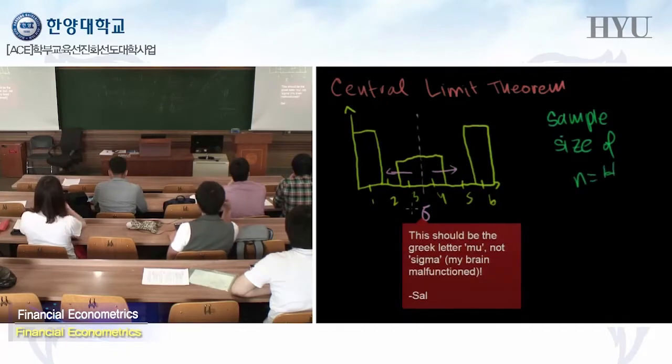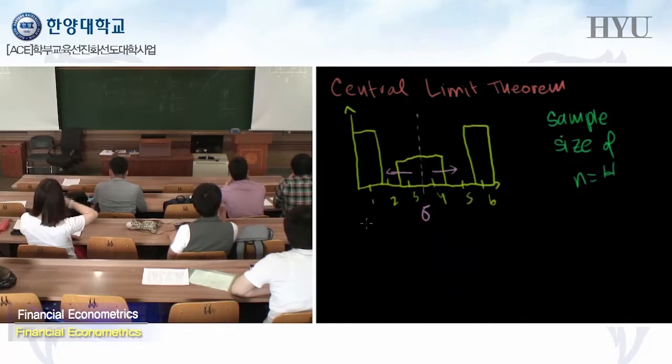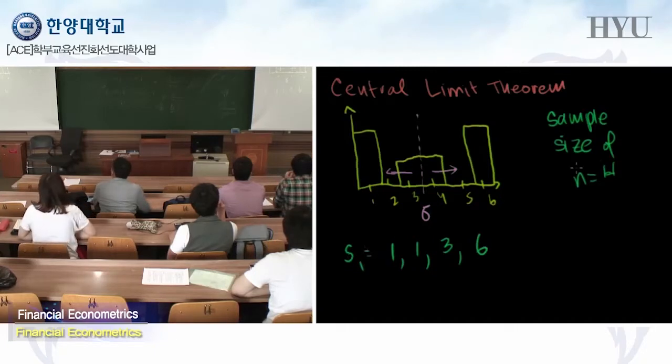And what that means is I'm going to take 4 samples from this. So let's say the first time I take 4 samples, so my sample size is 4. Let's say I get a 1, let's say I get another 1, and let's say I get a 3, and I get a 6. So that right there is my first sample of sample size 4.